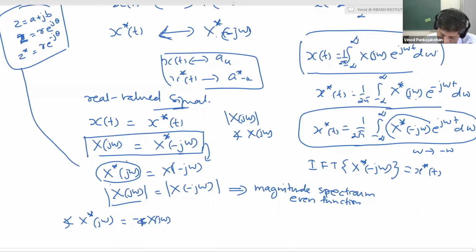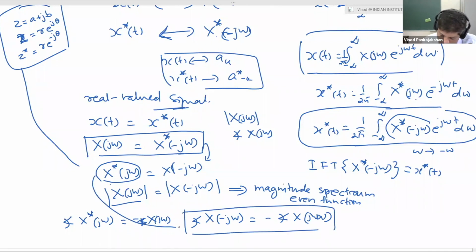Okay, so now tell me what is the relation? Can we write from this that the phase angle of x of minus j omega is minus the phase angle of x of j omega? Is it that? It is an odd function. You can get it from here. Okay, so this implies that the phase spectrum of a real valued function is always an odd function of omega.